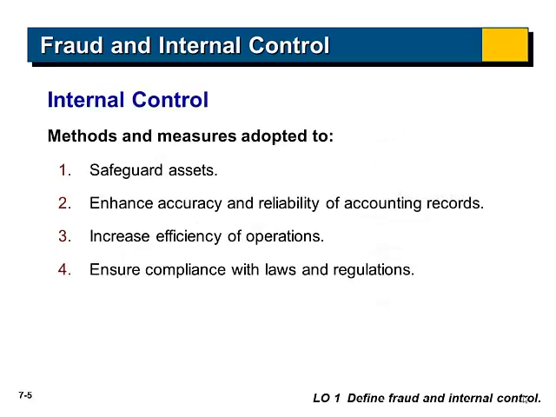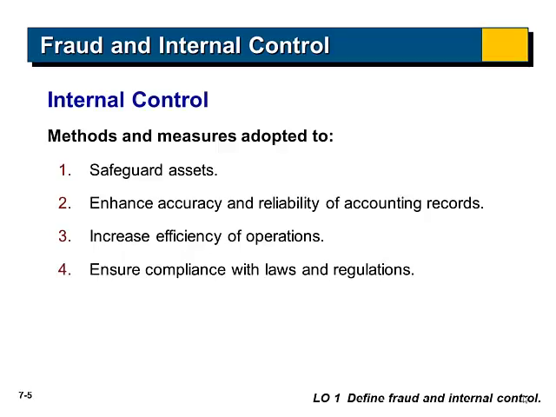Okay, so we've talked a little bit about fraud, and we've talked a little bit about the Sarbanes-Oxley Act. Now we need to talk a little bit about internal control. So what do companies do to try to detect fraud and minimize fraud? Well, they try to put in a strong internal control system to minimize fraud and fraudulent activities.